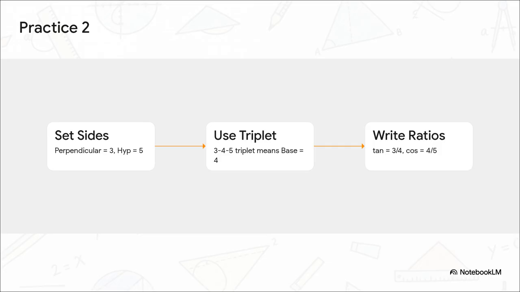And here is where memorizing those standard triplets pays off big time. Say sine is 3 over 5. That means perpendicular is 3, hypotenuse is 5. Instead of doing the Pythagorean theorem and wasting a precious minute of your exam, seeing a 3 and a 5 on those specific sides instantly tells you the base is 4. You skip the math entirely. From there, tangent is 3 over 4, and cosine is 4 over 5. You can solve a problem like this in less than 10 seconds.